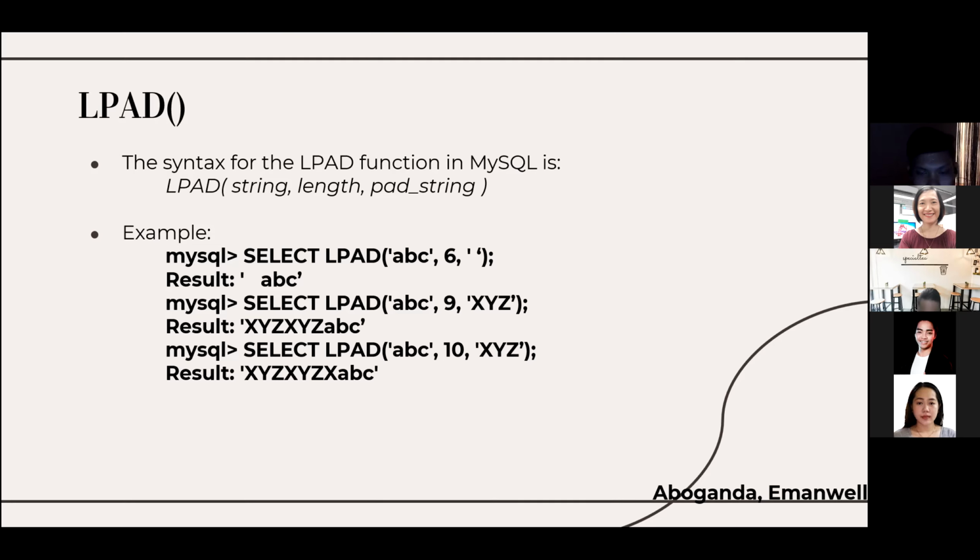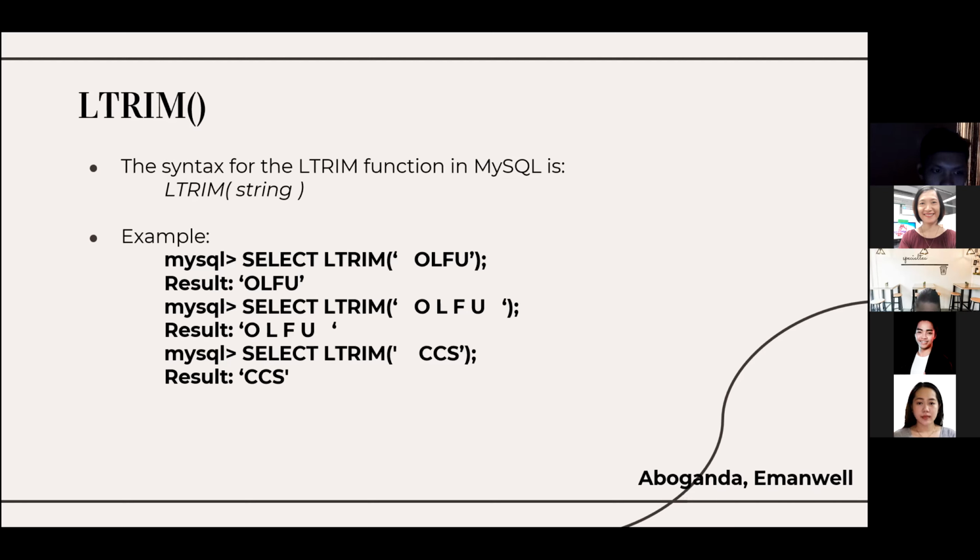Then next slide, LTRIM. The LTRIM removes white space or other predefined characters from the left side of a string. Example, one side of the string is "all foo". We use trim to remove the space before "all foo". As you can see in the example here, we have a space on the left, then the result is "all foo".